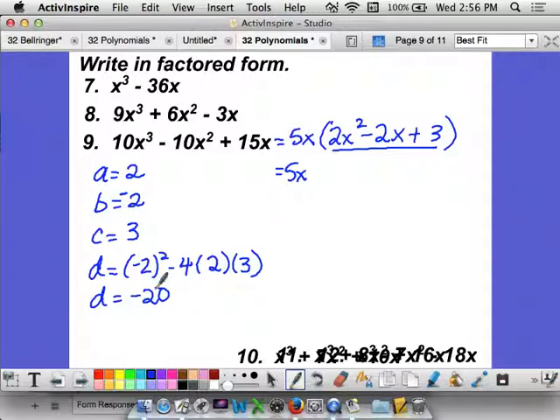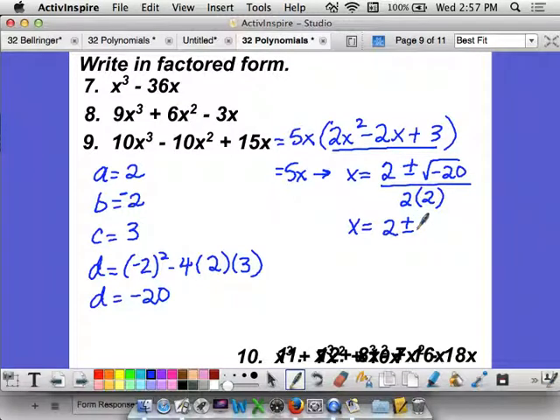When I go to plug that in, I have x equals the opposite of b, which is 2, plus or minus the square root of -20, all over 2 times a, which is 2. So I have x equals 2 plus or minus, and I'm going to take the square root of 20. The perfect square in 20 is -4 times 5, and the square root of -4 is 2i, and then the square root of 5 just stays underneath that radical. So I have plus or minus 2i square roots of 5, all divided by 4.